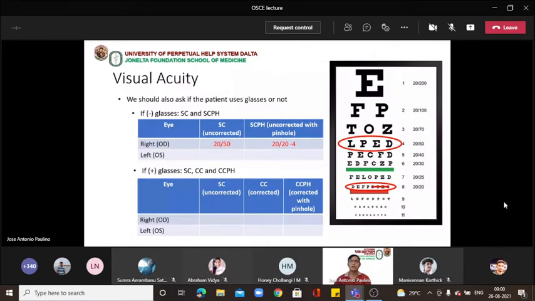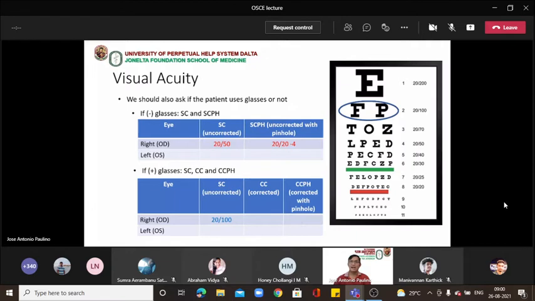So, for example, again, we have a patient with eyeglasses. We do the same thing. We tell the patient to stand 20 feet away from the Snellen chart and we ask them to cover their left eye. When doing this, the patient was able to read the letters F and P, giving the patient a score of 20 over 100 for the right eye.